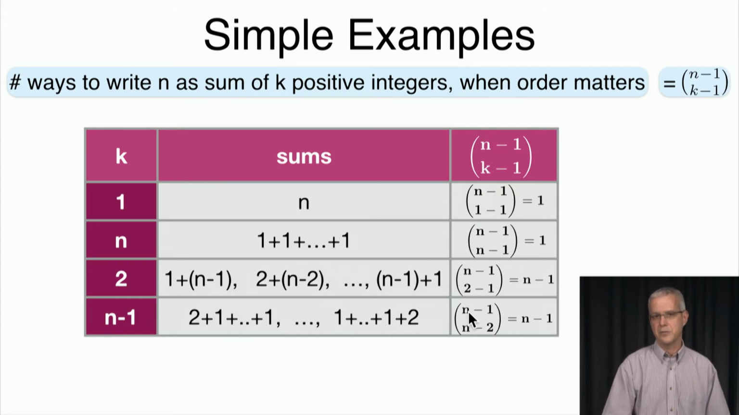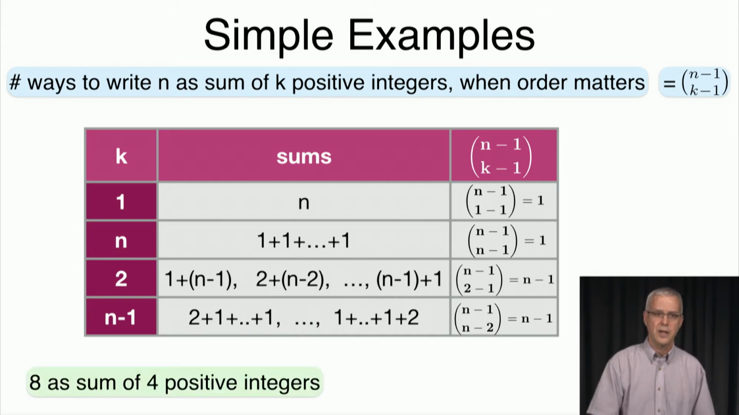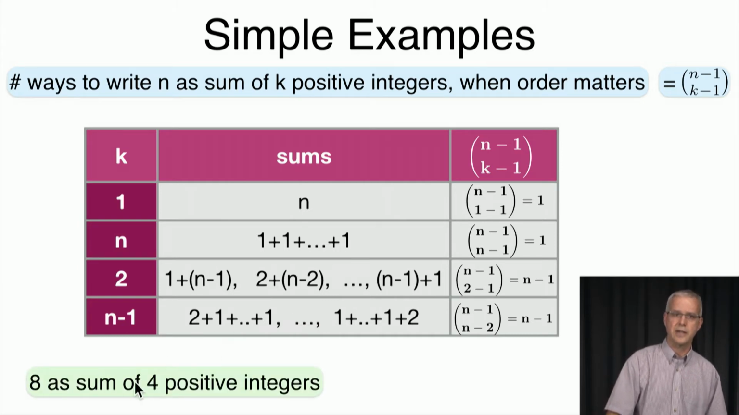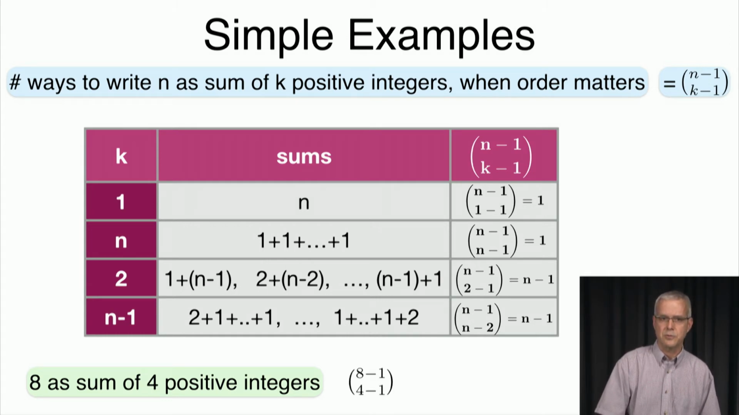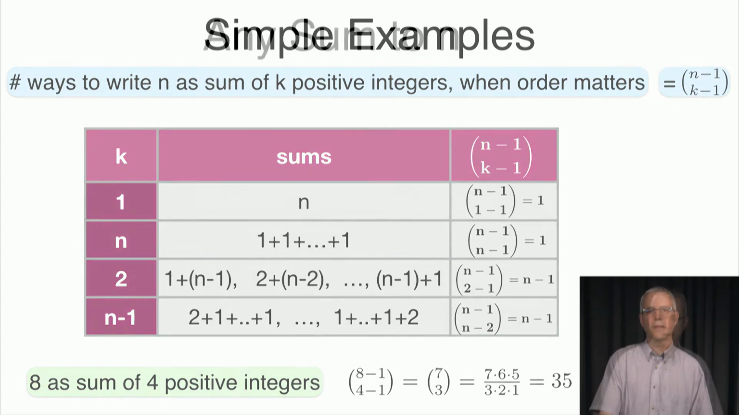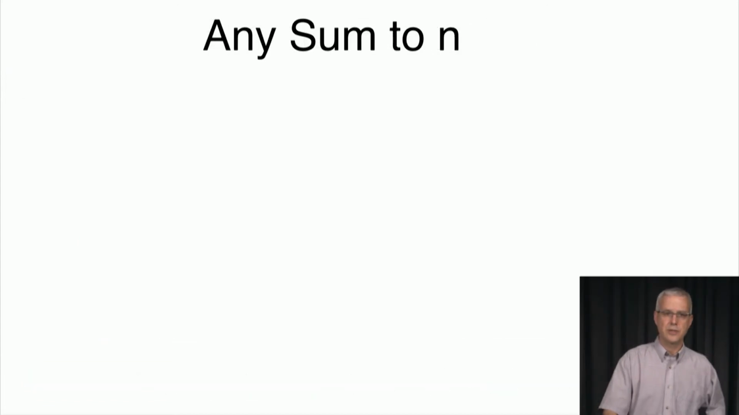And in fact, we can use this formula even when the summation is not easy to find. For example, if I ask you how many ways you can write 8 as a sum of 4 positive integers, it might take you quite a bit of time to find all the summations. But you can use the formula. It's 8 minus 1 choose 4 minus 1, which is 7 choose 3, which is 7 times 6 times 5 divided by 6, which is 35. Okay, easy.